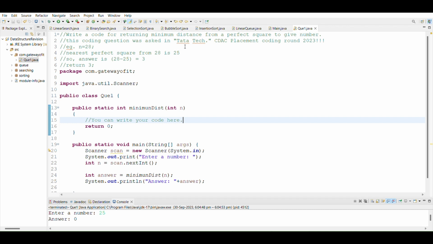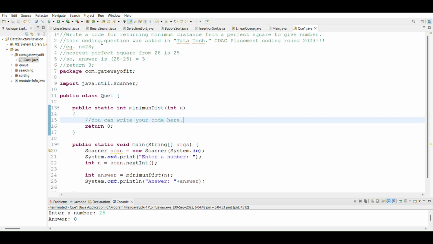As you can see here, I have one question for you guys. This question was asked in the Tata Technology CDAC placement coding round in the 2023 batch. The question is: write a code for returning the minimum distance from a perfect square to a given number. I am going to explain the question.